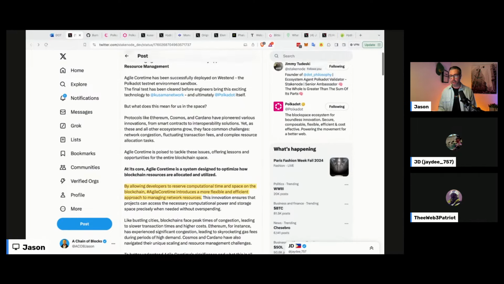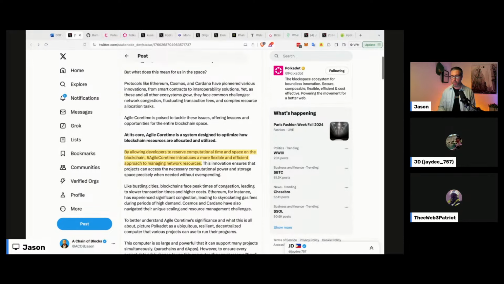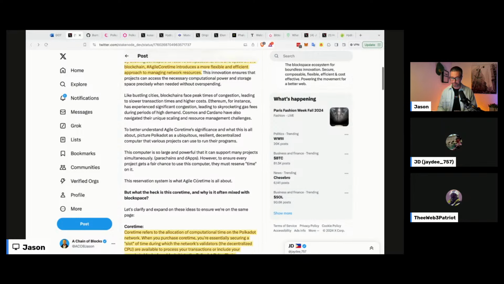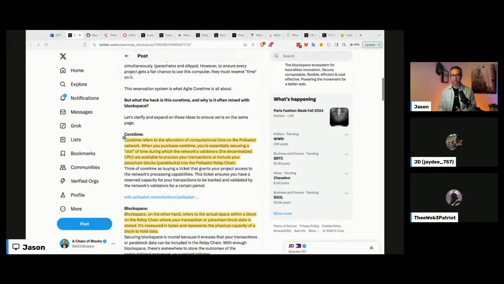This is from Jimmy Tudesky, a really good tweet he put out a couple of days ago. It was actually retweeted by Polkadot. So dot 2.0 agile core time is kind of the big development here, allowing developers to reserve computational time and space on the blockchain, and then going into a little bit of the difference of core time versus block space.